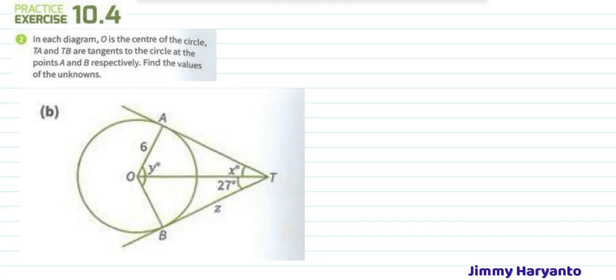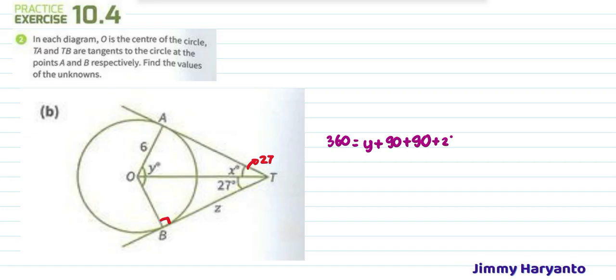Next is 2b. For question 2b, we start from the x. X will be 27, the same as this one. And then to find the y, we have to use this. Radius and tangent will be 90 degrees. That one is also 90 degrees. So to find the y, use the quadrilateral. That means 360 equals y plus 90 plus 90 plus 27 plus 27. So y equals 126.